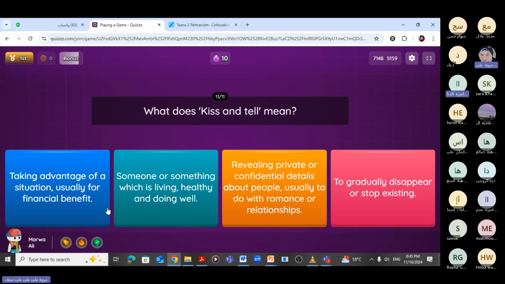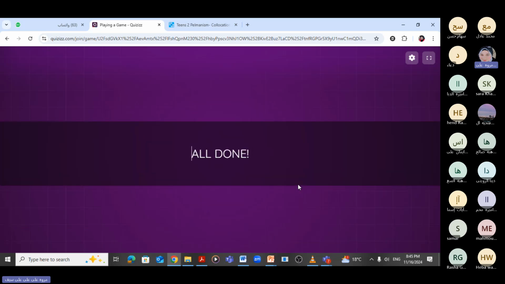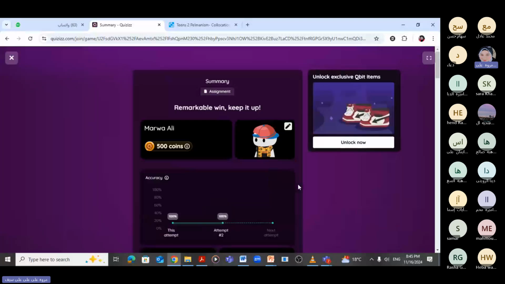Number 3. Wow. Okay, so Miss Fathia, go ahead. Say it again. Okay, revealing private or confidential details about people, usually to do with romance or relationships. Perfect. You got it right. Excellent. So it means revealing private issues about relationships and romance. Very good. So this is the game for today.